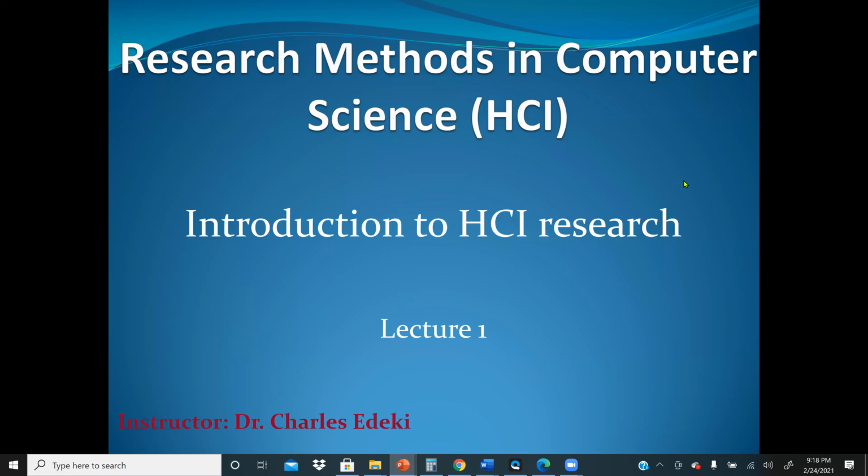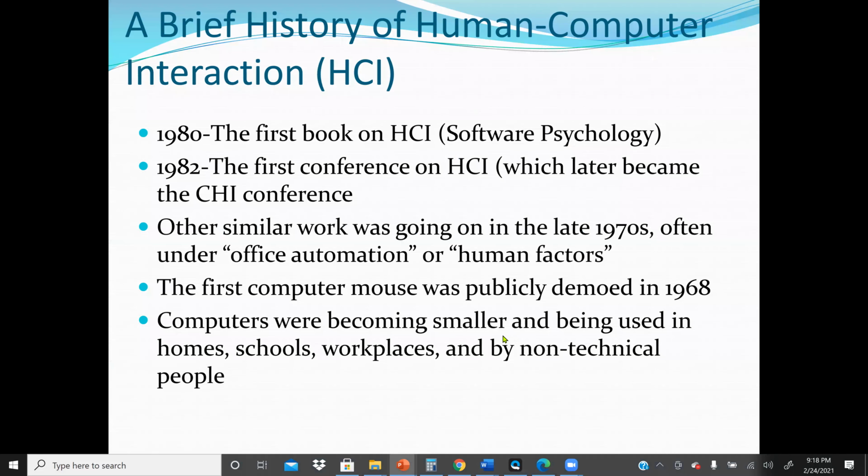Again, welcome to research methods in computer science, specifically human-computer interaction. This lecture is about the introduction to human-computer interaction research. First, we will start with a brief history of human-computer interaction, HCI.